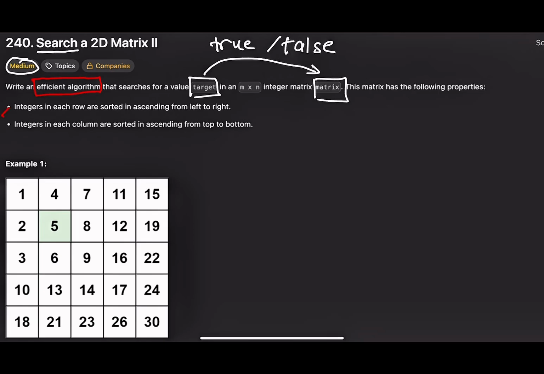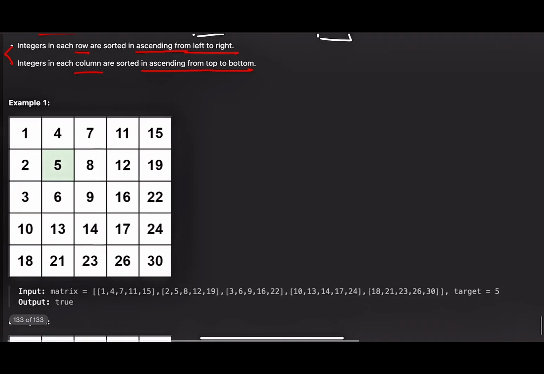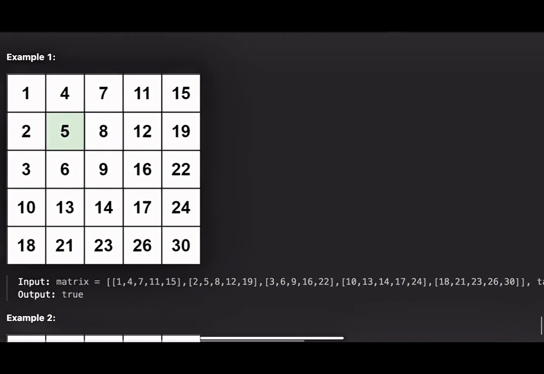And also, they give you two characteristics. The first one is the rows: the values are sorted ascending from left to right. And the columns are also ascending from top to bottom. Let's have a look at the example here. You can see that in the matrix the rows from left to right are in ascending order, and from top to bottom that is also in ascending order. So they ask you to search for the number 5. The target value is 5 here. And obviously, 5 is in this matrix. So you're going to return true.